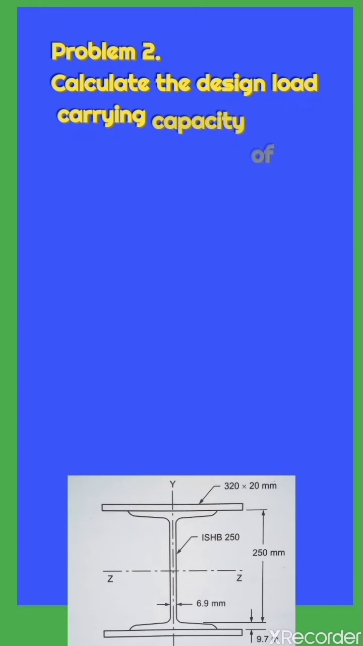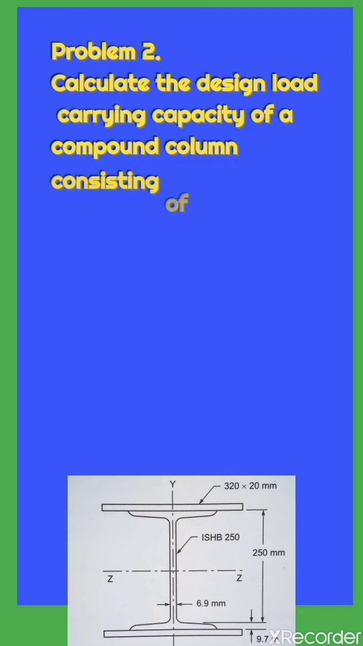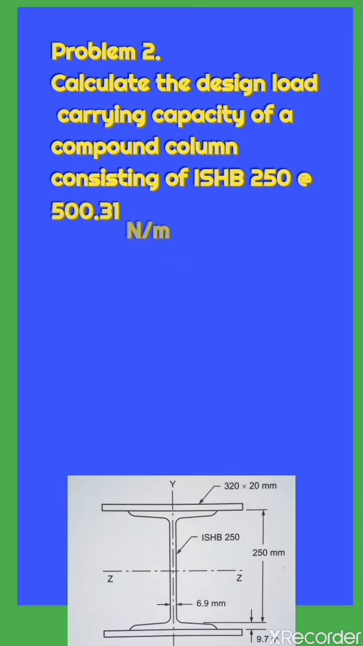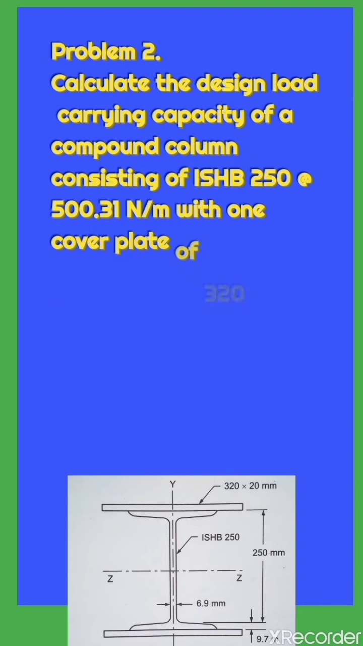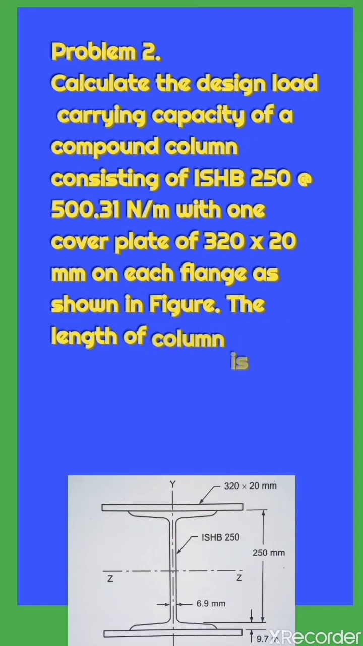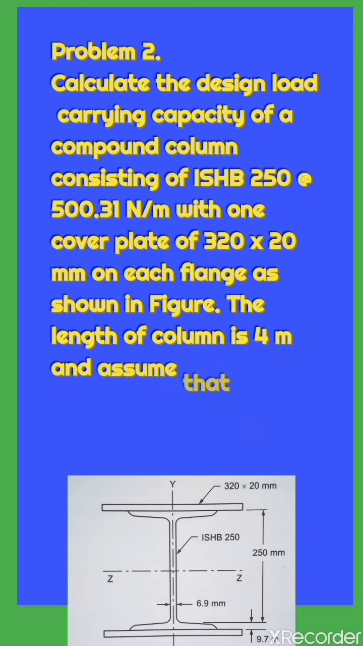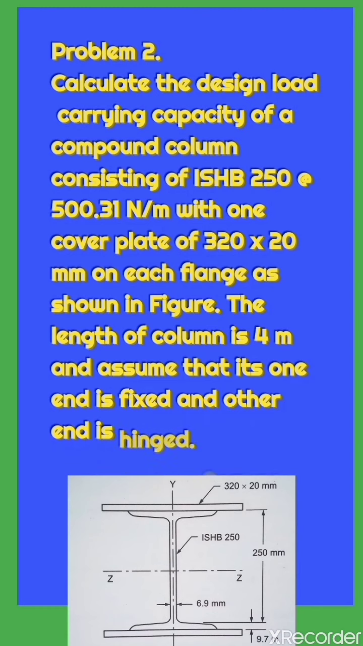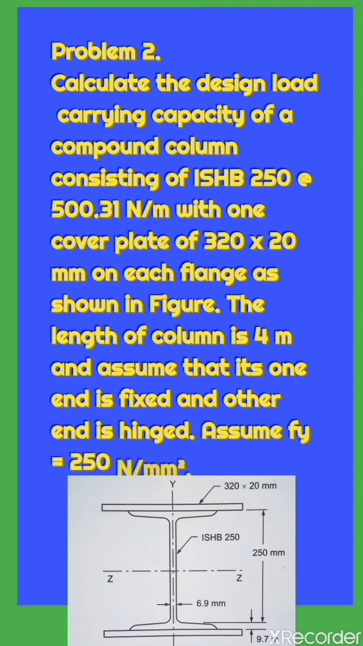Problem 2. Calculate the design load carrying capacity of a compound column consisting of ISHB 250 at the rate of 500.31 Newton per meter, with one cover plate of 320 by 20 mm on each flange as shown in figure.